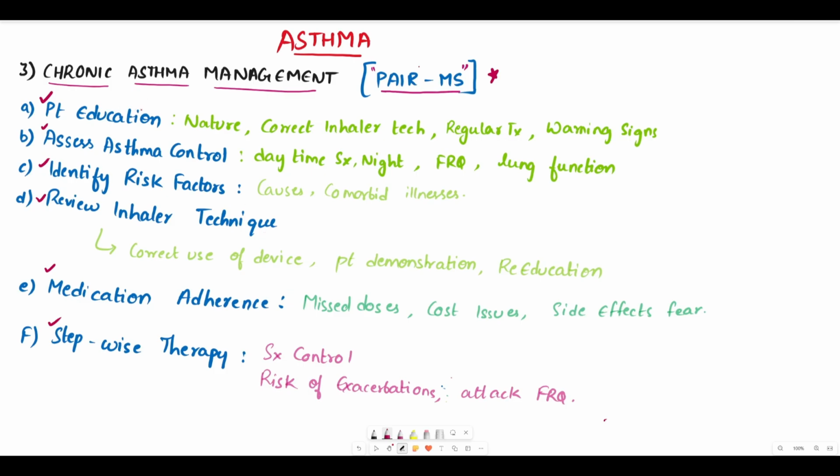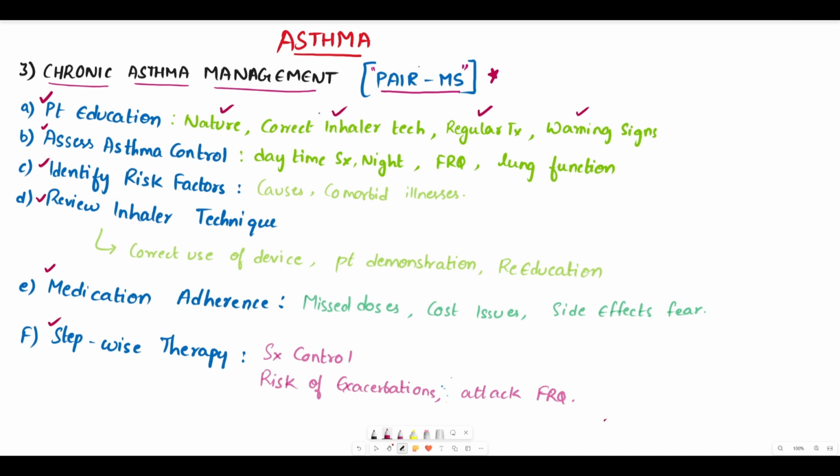So first one is patient education. In patient education, you should make the patient understand the nature of the disease, the correct inhaler technique, and the importance of regular therapy. You should also be able to tell him the difference between the controller and the reliever inhalers, and he should know the early warning signs because early warning signs can sometimes worsen the asthma. So he should always be able to identify that, and he should also know when to seek medical help. So these are all the things which you will be providing during the patient counseling.